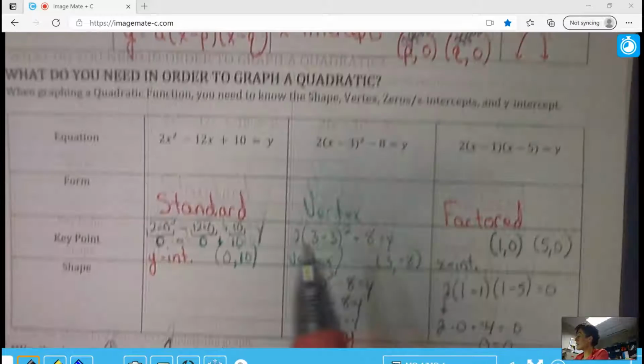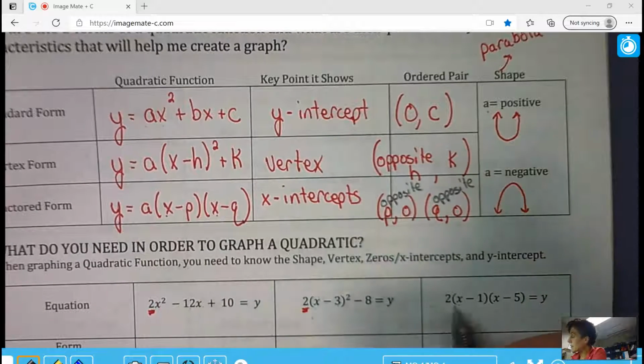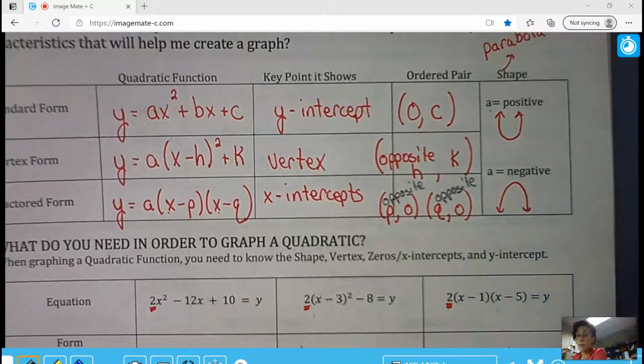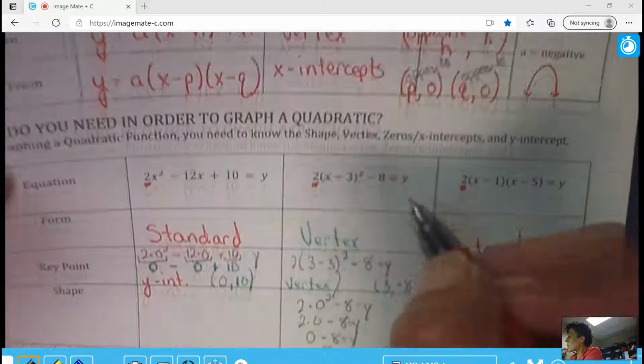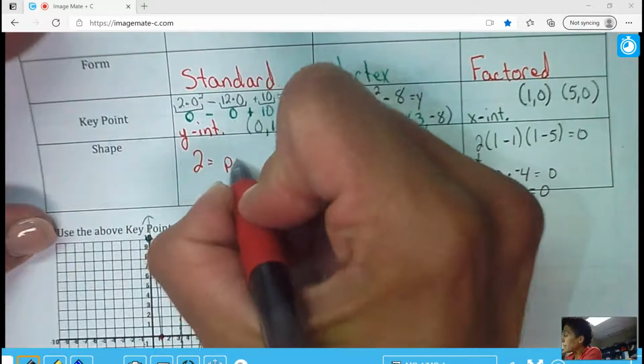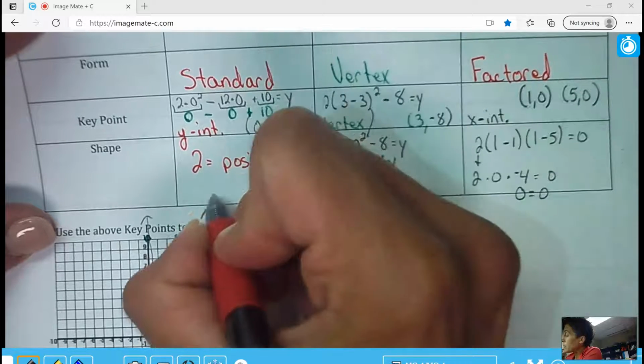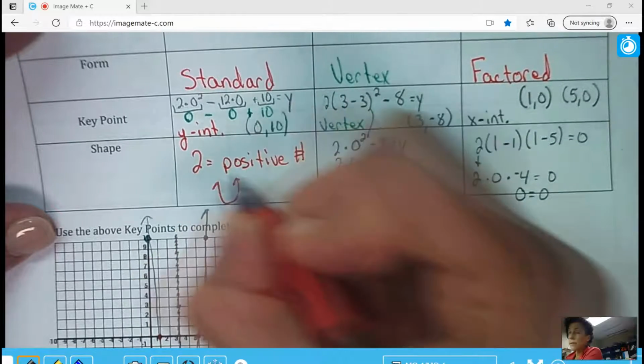And in all of these problems, this 2, this leading coefficient, this leading term, whatever you want to call it, is always 2. And since 2 is a positive number, that means we should have a U-shaped graph.